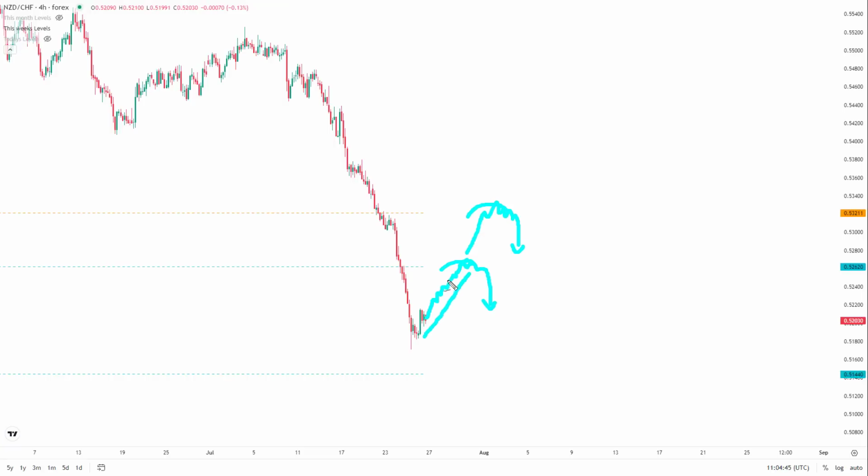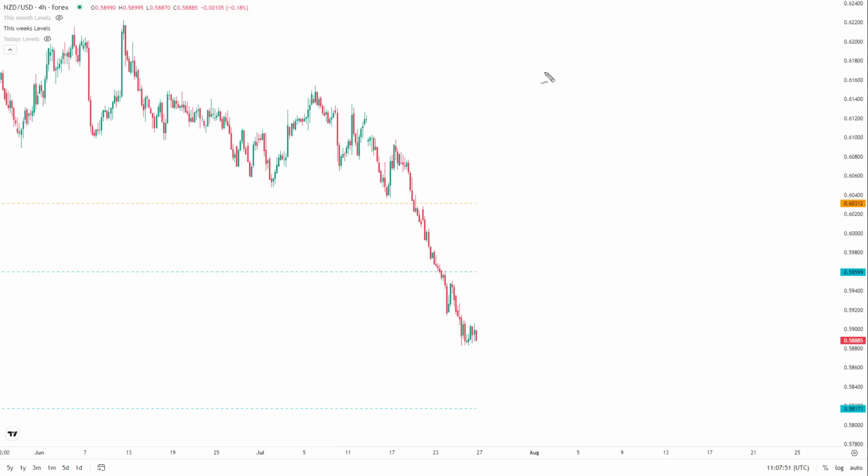If we start to break out intra-week, you can look for that bear flag setup down into the 0.51440 as well. Next is New Zealand dollar. Now, of course, we have FOMC on the Wednesday. So I'm going to be looking at trading this primarily post FOMC on Wednesday.